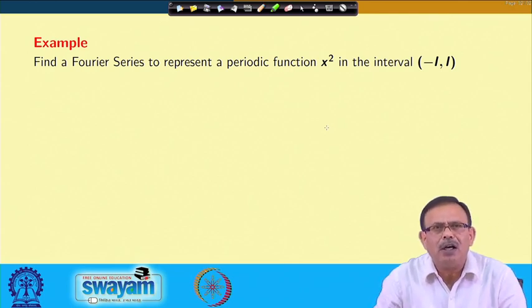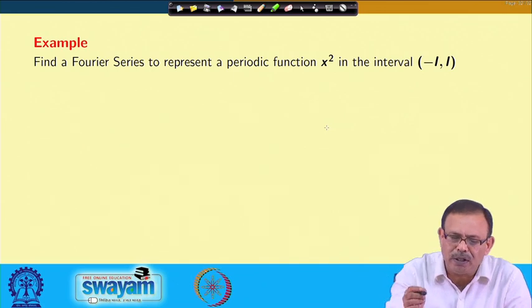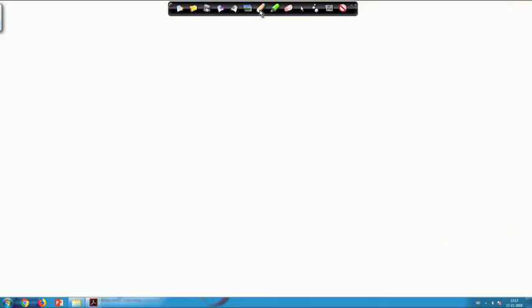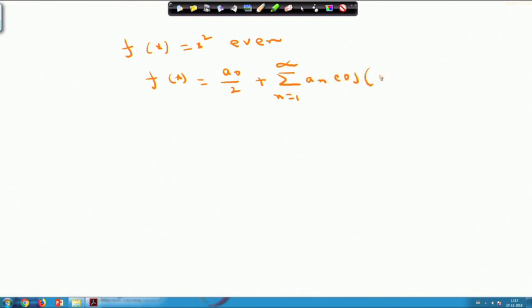Let us see this one. Earlier, we wanted to find out the Fourier series of the function f(x) when f(x) equals x. Now, we have been provided with f(x) equals x square. So, since f(x) equals x square, this is an even function. So, there will be only terms of a_0 by 2 and a_n. So, f(x) can be represented as a_0 by 2 plus summation n equals 1 to infinity a_n, only the cos term will be there, cos of n pi x by L.